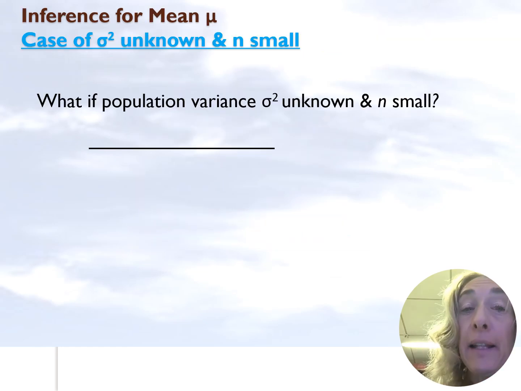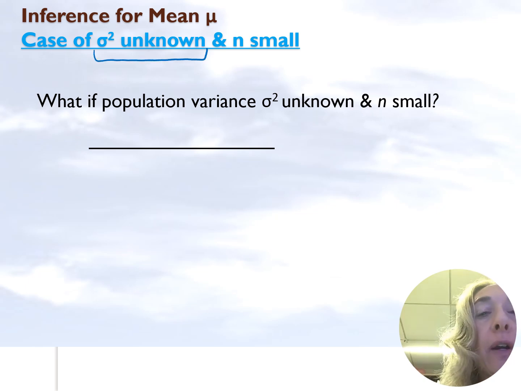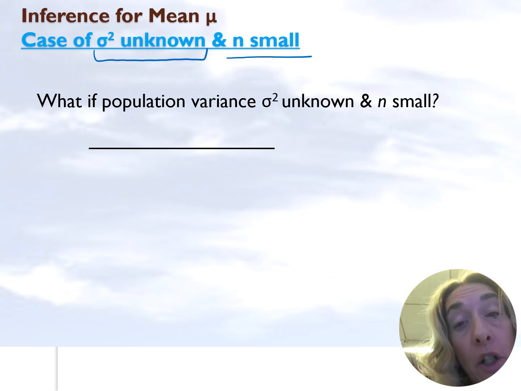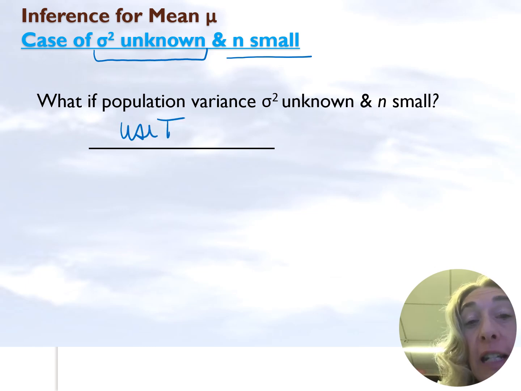All right, let's talk about another case for inference on the mean, and this is the case where our sigma squared is unknown, population variance unknown, and in addition our n is small. So what do we do in this case? We don't know sigma and we have a small n. Well, you remember, we've got to use the t-distribution in this case.